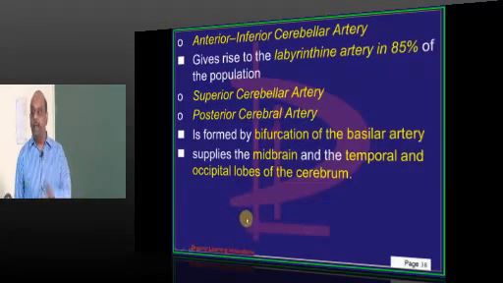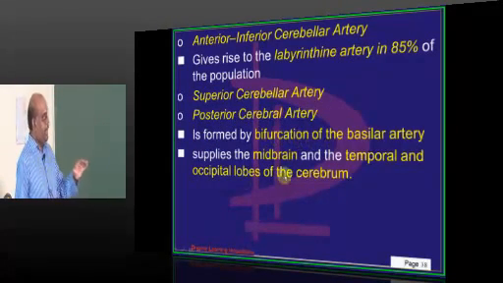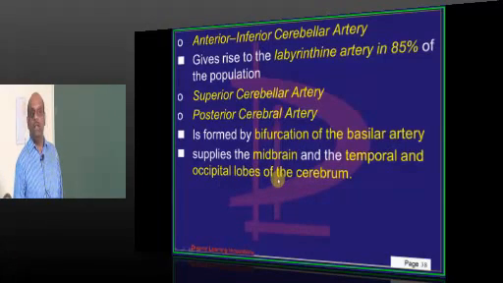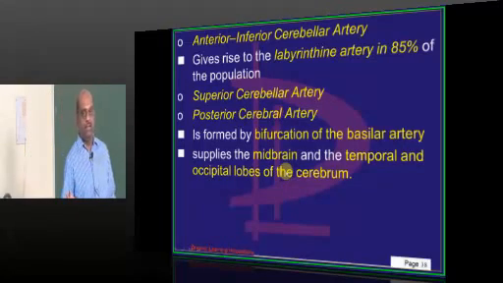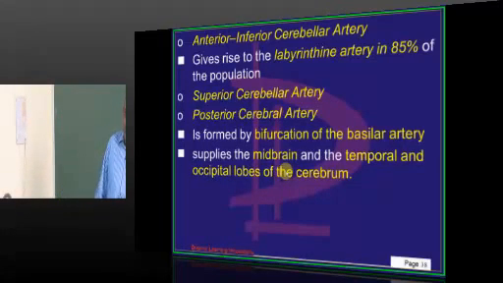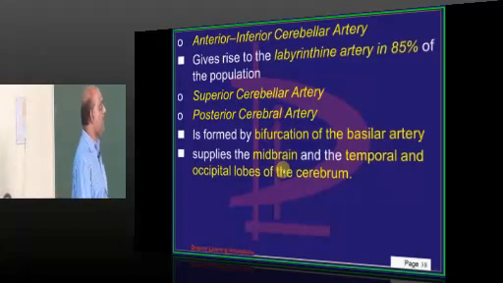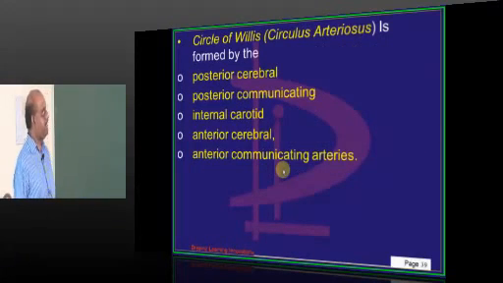The posterior cerebral artery mainly supplies the midbrain, and the temporal and occipital lobes. So in the brainstem, the medulla is supplied by the vertebral artery and its branches. The pons is by the basilar artery. The midbrain is mainly by the posterior cerebral artery. Right? So that's what we need to basically appreciate.